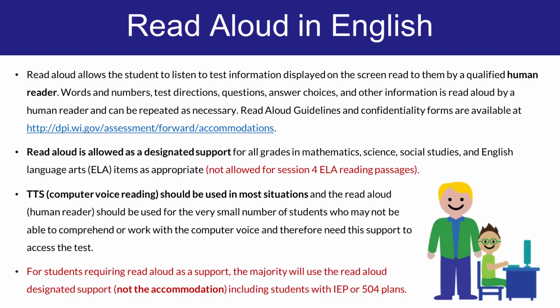Read aloud by a human is allowed as a designated support for all grades in math, science, social studies, and most of English language arts. It is not allowed for the English Language Arts Session 4 reading comprehension passages. It should be provided only in the English language and is intended only for students who are struggling readers who may need assistance accessing the assessment, or students with reading-related disabilities. Students should use a similar support on a regular basis in the classroom. Students receiving a read aloud support will need to be tested individually in a separate setting.